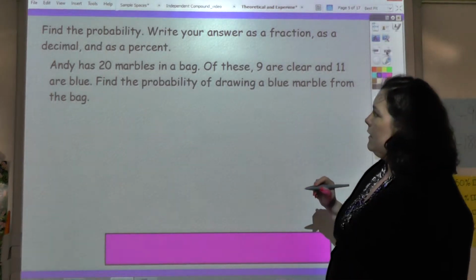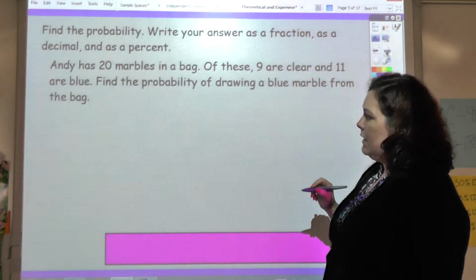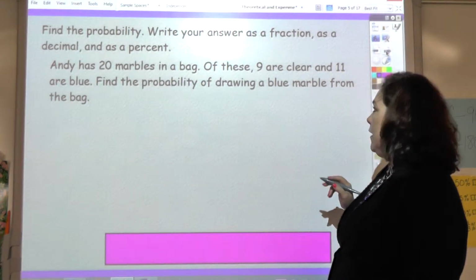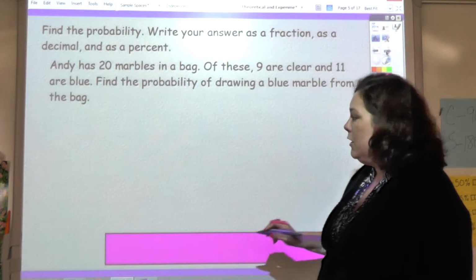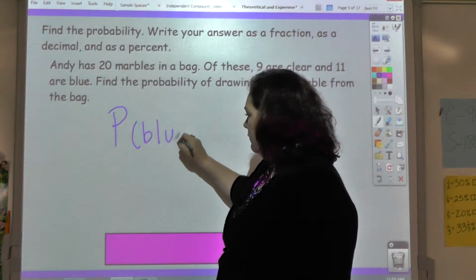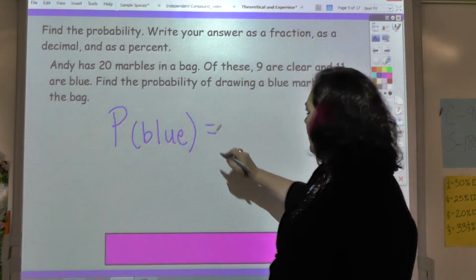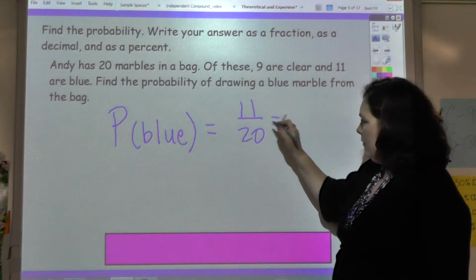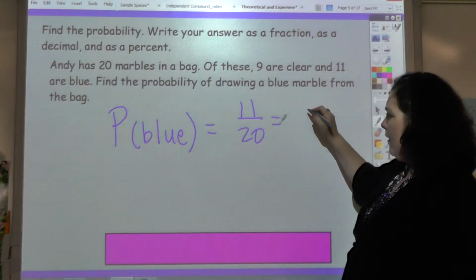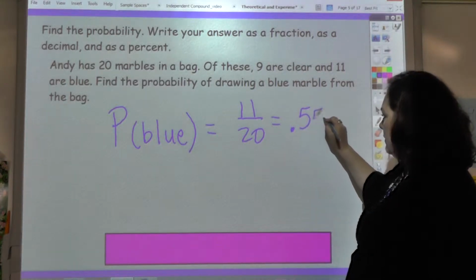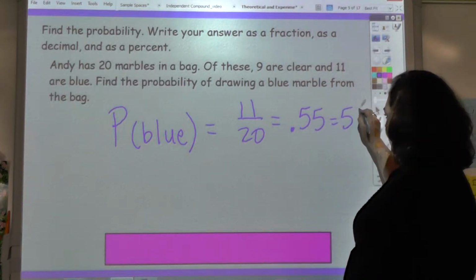Find the probability, write the answer as a fraction, decimal, percent. Andy has 20 marbles in a bag. Of these, 9 are clear and 11 are blue. Find the probability of drawing a blue marble from the bag. So now I want the probability of blue. And blue is 11 out of 20. Now, times 5 would be 55 hundredths, or 55%.